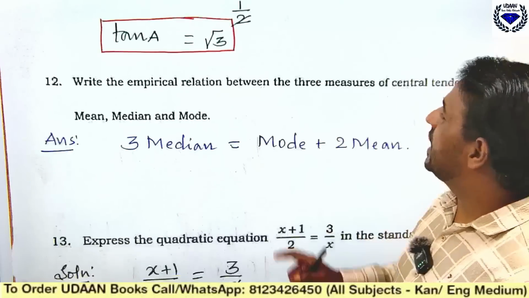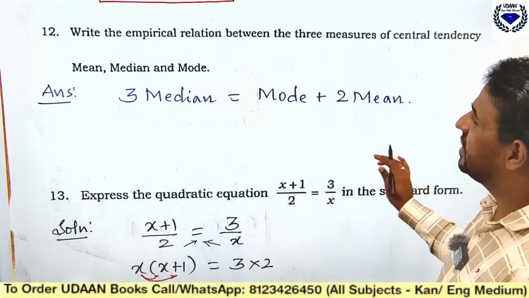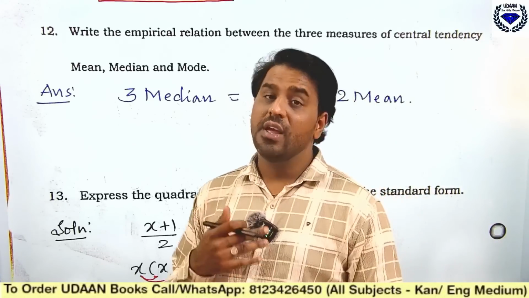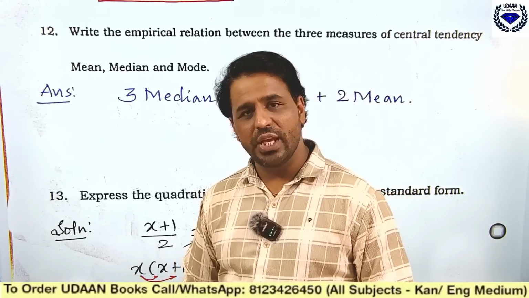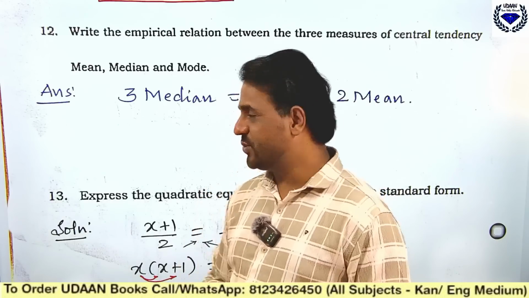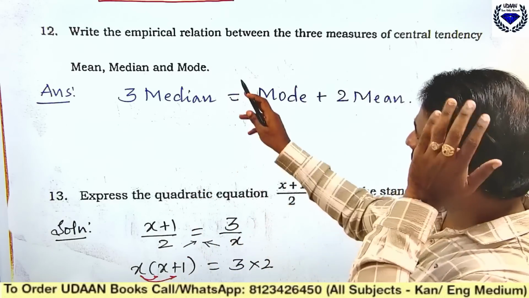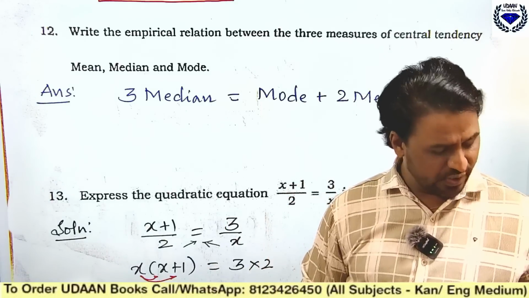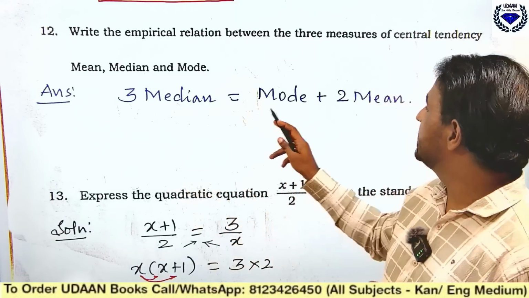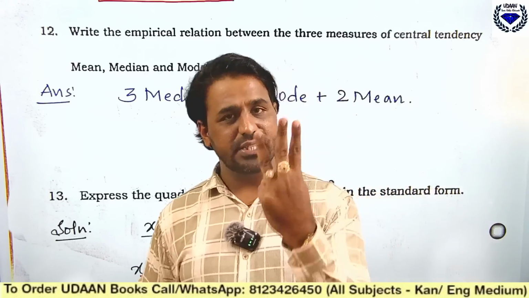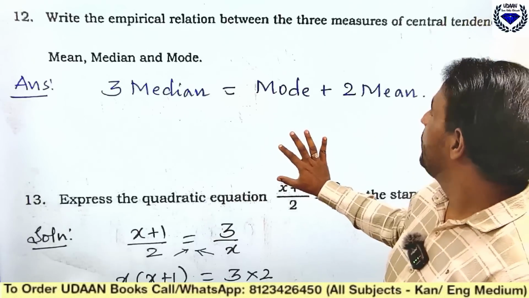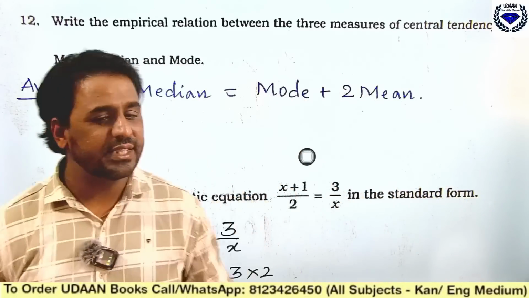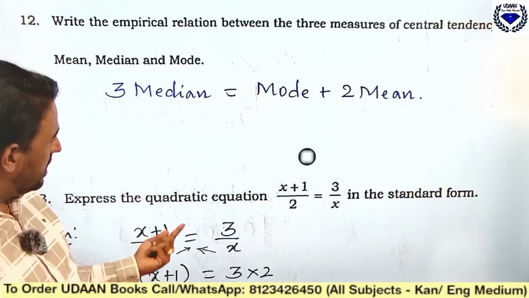Then write the empirical relation between the three measures of central tendency: mean, median and mode. This question has come many times for objective type questions also. So you should be able and capable to know the answer for this one. Now the question is, write the empirical relation. The relation between these you can find is 3 median is equal to mode plus 2 mean. That means 3 median is equal to the mode plus 2 mean. You should just learn it by heart. Okay, you should just remember it. Generally you should be able to write this.